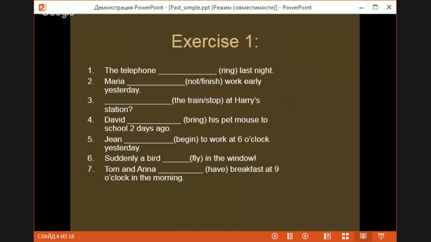Let's do a little exercise right now. You will need your pens and papers, and we will practice with past simple. Your job is to open the brackets and to use the verbs in the correct form, which is past simple.